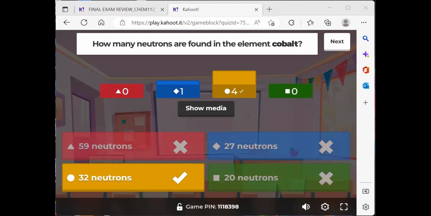So the main thing when you're finding the neutrons, remember to round to a whole number the atomic mass. That's the main recommendation I will have for this one.